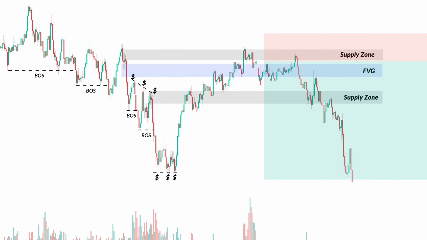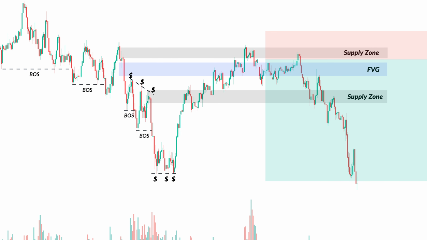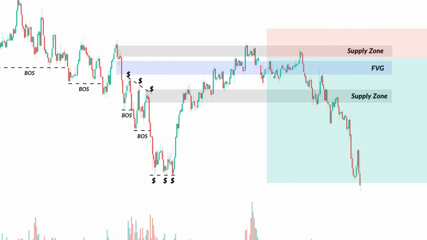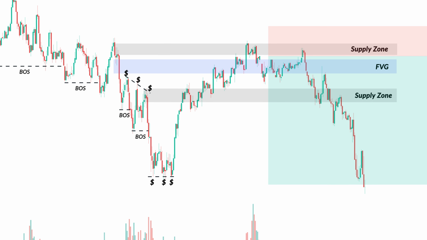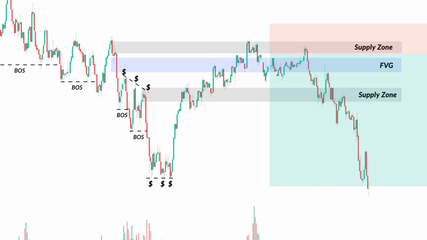That's the difference. Volume isn't replacing smart money concepts. It's strengthening them. When market structure, liquidity, and volume all point in the same direction, you're no longer relying on a single signal. You're trading a setup built on confluence. And that's exactly what gives these entries a much higher probability.